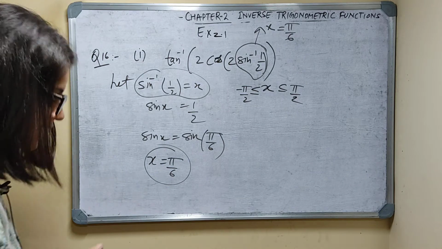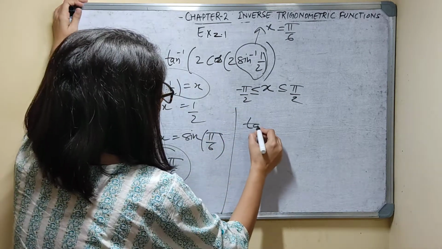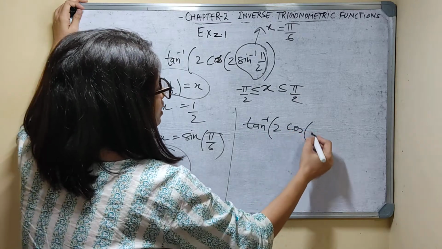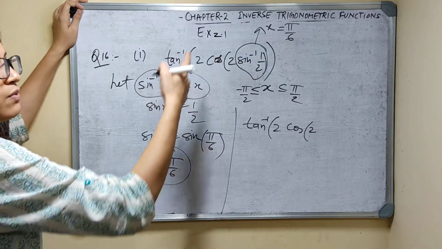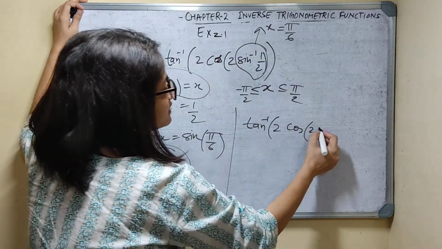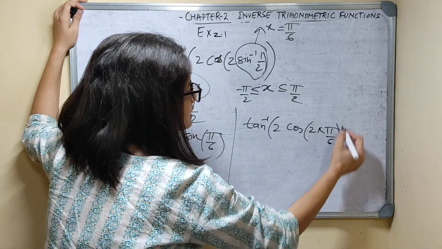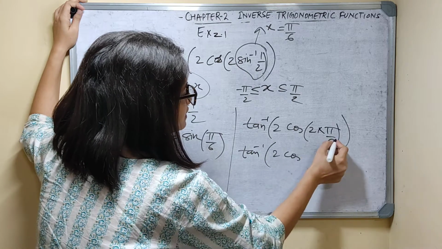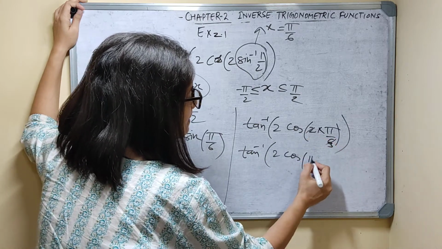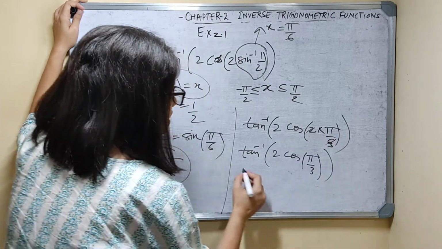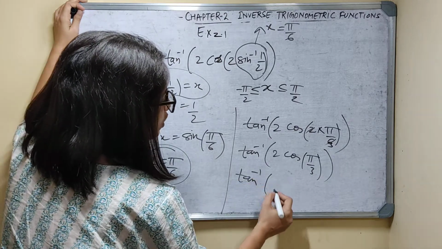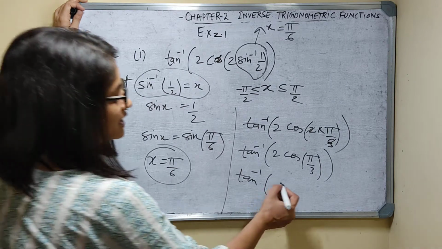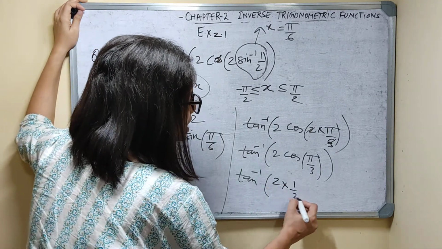Now go back to the question. Tan inverse of 2 cos of 2 sin inverse 1 by 2, where sin inverse 1 by 2 is x, that is pi by 6. So 2 into pi by 6, that is pi by 3. So tan inverse of 2 cos pi by 3, which means cos 60 degree. Cos 60 degree is 1 by 2.